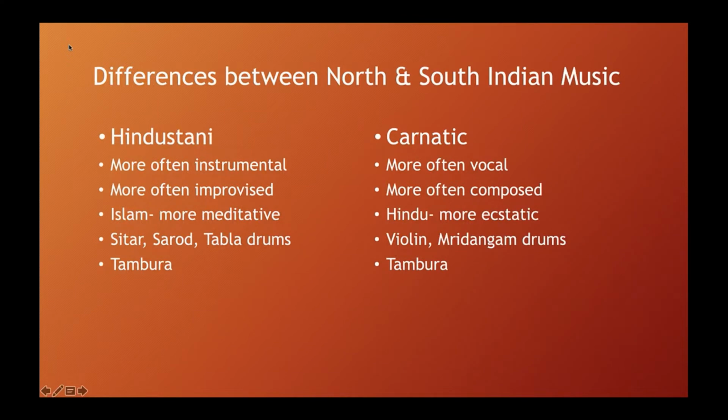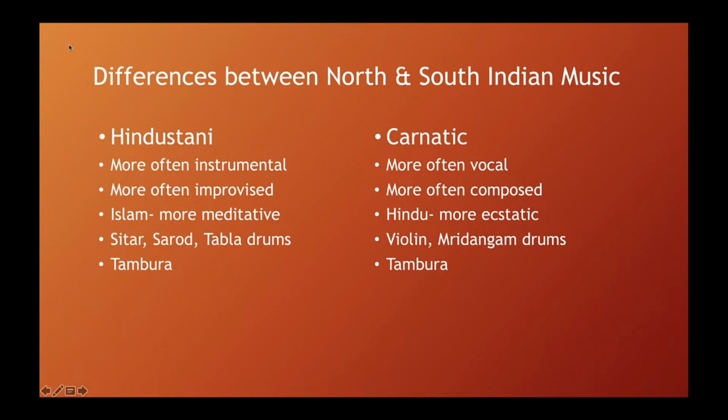So, to summarize the differences between North and Southern Indian music, the Northern tradition is called Hindustani. It is more often instrumental, more often improvised. It is influenced by Islam, so the music is more meditative. It uses instruments like the sitar, sarod, and tabla drums. The drone is provided by the tambura.